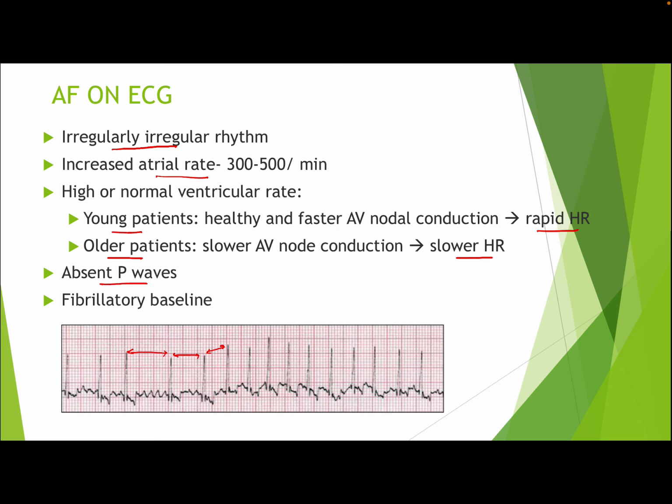Also, there are no P waves. Again, as you can see in this picture, you just get a fibrillatory baseline. This is a very irregular fibrillatory baseline, and there is no proper P wave in this ECG.